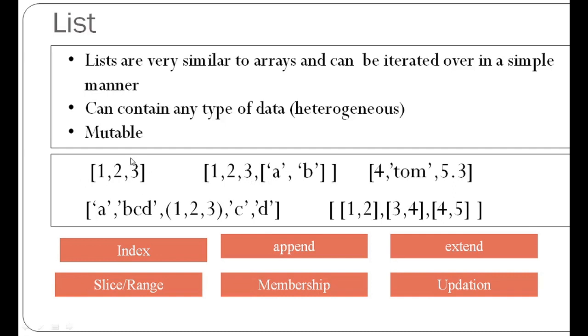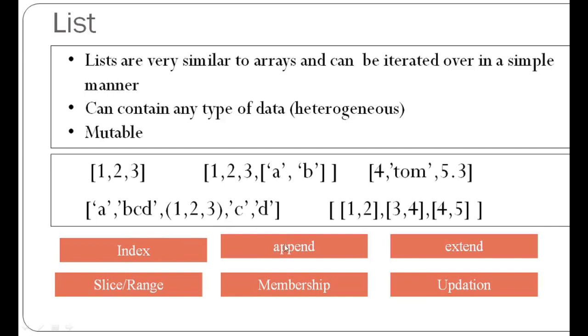Here you can see that this is a list with three elements. Here a sublist is included in this list. So the difference between a tuple and a list is that a tuple is enclosed by parentheses and the list is enclosed by square brackets. So this is an example of a list, and these are some of the functions.